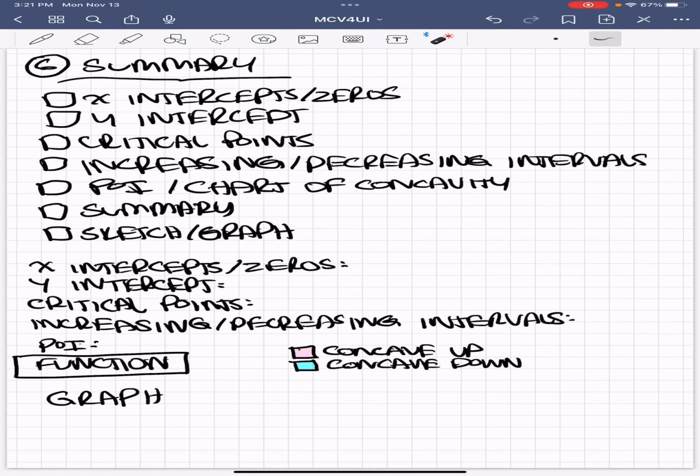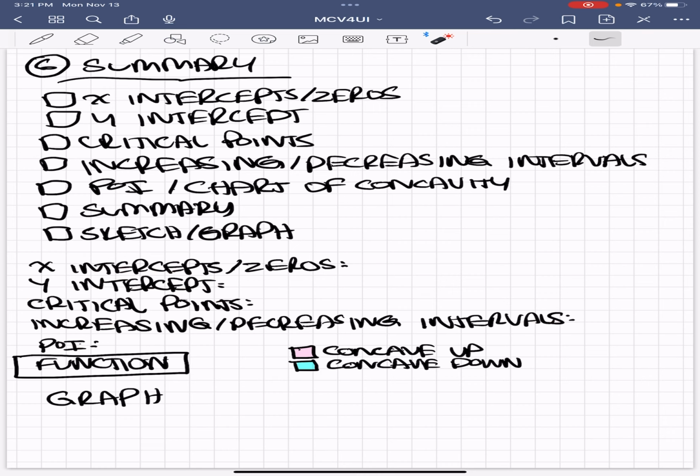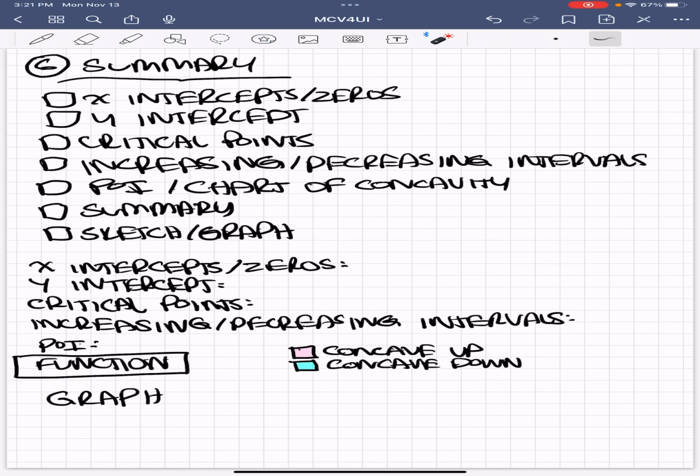So this is the summary. We have x-intercepts, y-intercepts, critical points, increasing or decreasing intervals, POI. We label what the original function is, and then we do a graph, and we highlight that graph. So if it is concave up and concave down, this would be blue, and this would be pink.